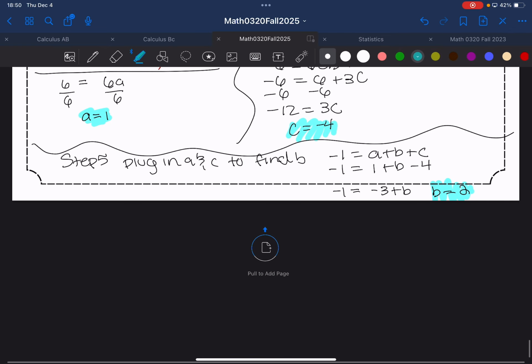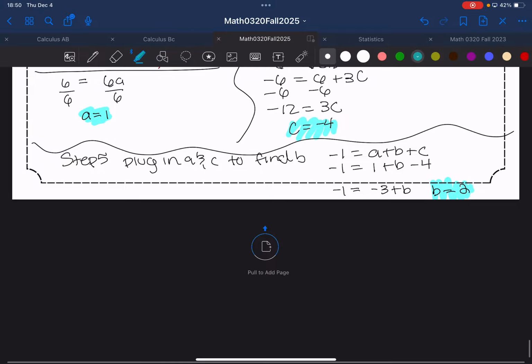So what I did when I plugged in my numbers, I did 1 minus 4, and I got negative 3. Then I add the 3 over to the negative 1, and negative 1 plus 3 is 2.